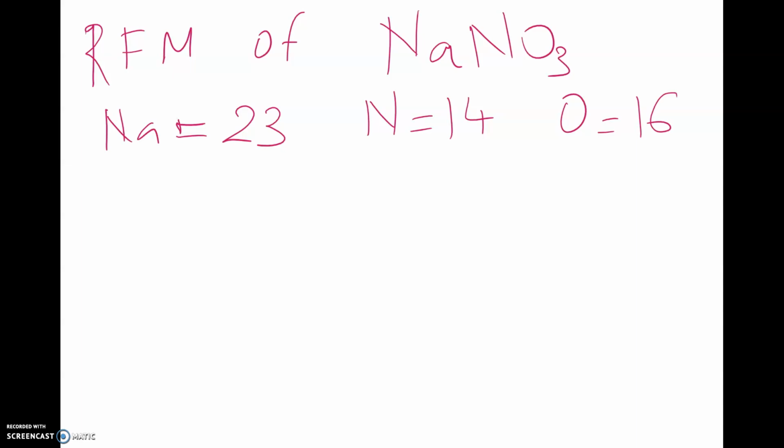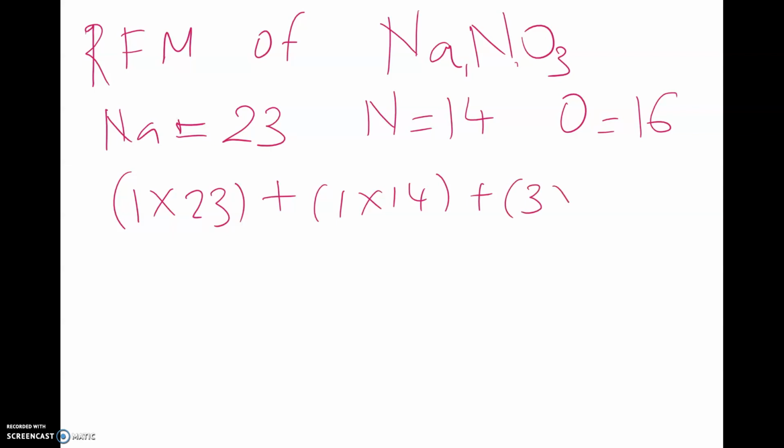I hope you had long enough to calculate this. This time you have 1 times 23 plus 1 times 14 plus 3 times 16, which gives you 85.